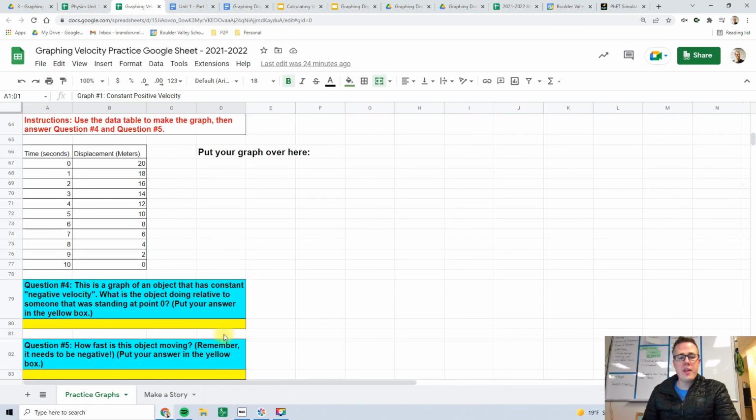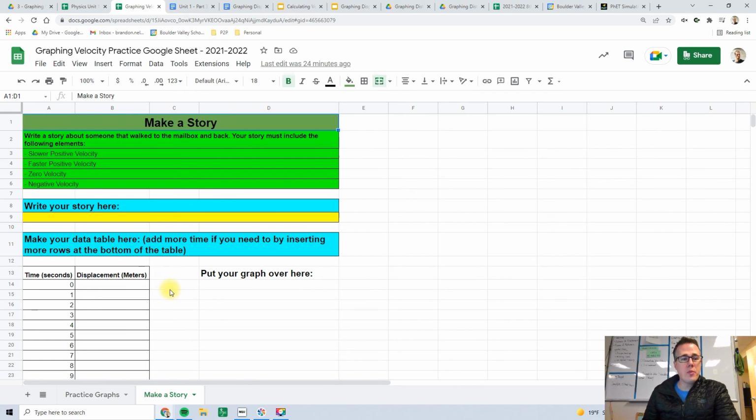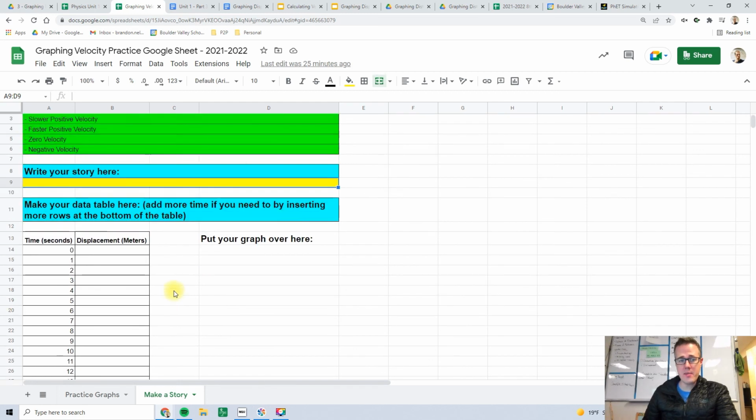The very last thing that you need to do is the Make a Story tab. Over on the Make a Story tab, this is where you're going to do the reverse. You're going to make up a story and type it into this yellow box, kind of like what we did with the Running Man. You're going to have to make your story have these 4 parts. I don't care if they go in this order, but all 4 parts have to be in your story. So you're going to have slow velocity, fast velocity in the positive direction, 0, and negative. If you want to add more parts than that, that's fine too, but it's got to have at least those 4 parts.